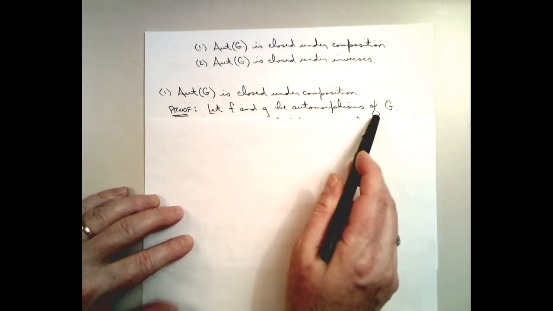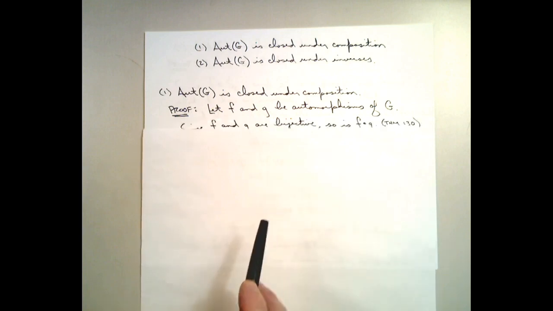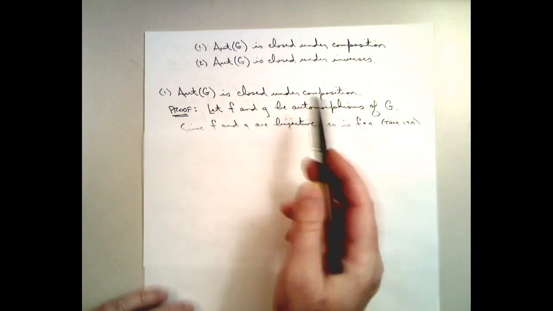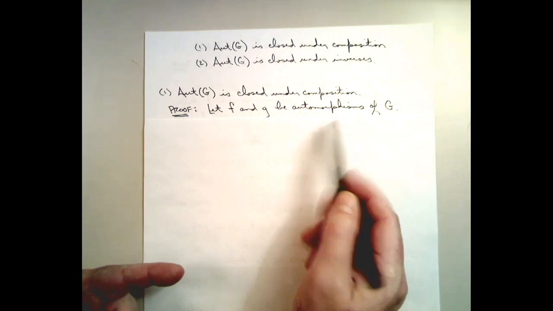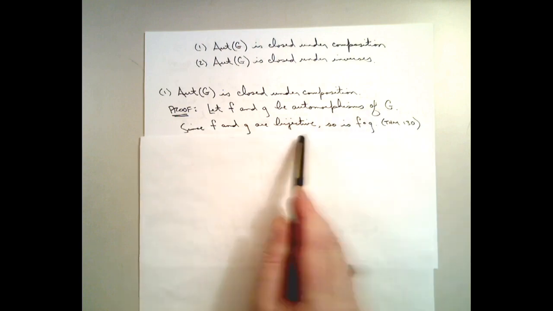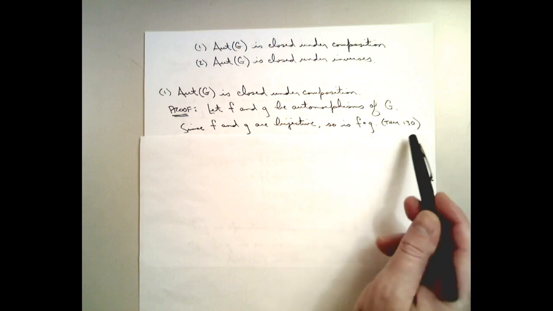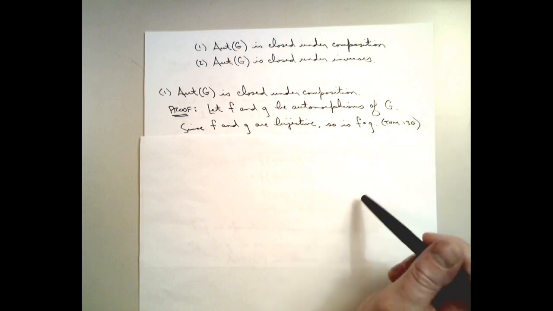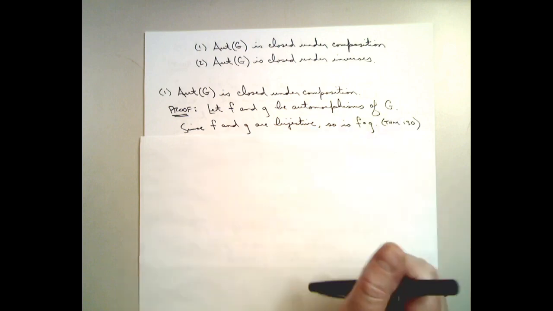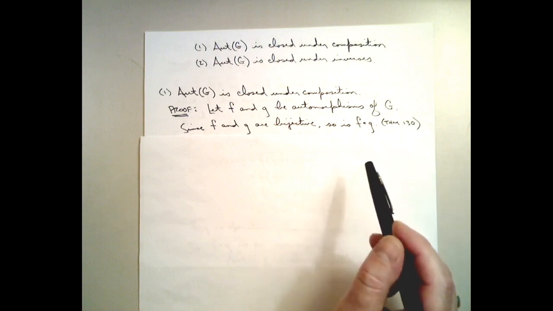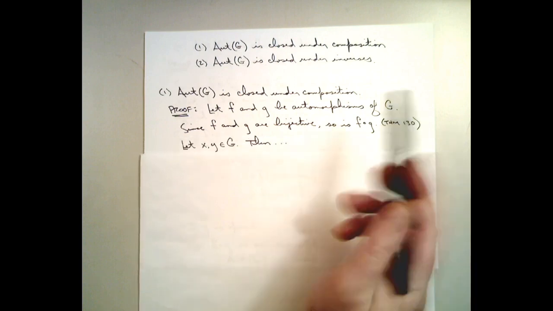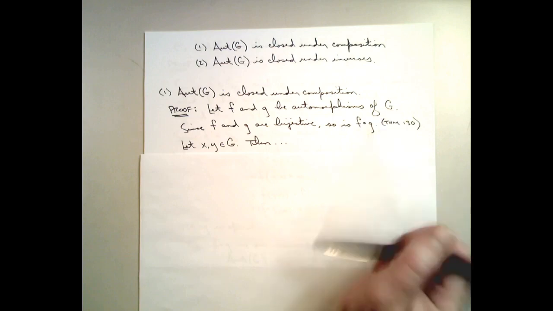Well, let's go ahead and do that. Let's take two members of the automorphism set of G, f and g. We have to show two things. We want to show that f∘g is an automorphism. So we're going to have to show f∘g is bijective, and we're going to have to show that f∘g preserves the operation on G. Since f and g themselves are bijective, we already know that their composition is going to be bijective. We showed that a long time ago, that the composition of bijective functions is bijective. So that part of the definition of isomorphism is already taken care of. All we have left to do is to show that f∘g preserves the operation on G.